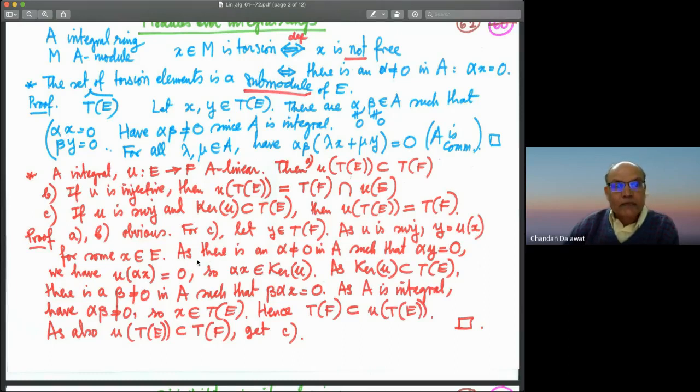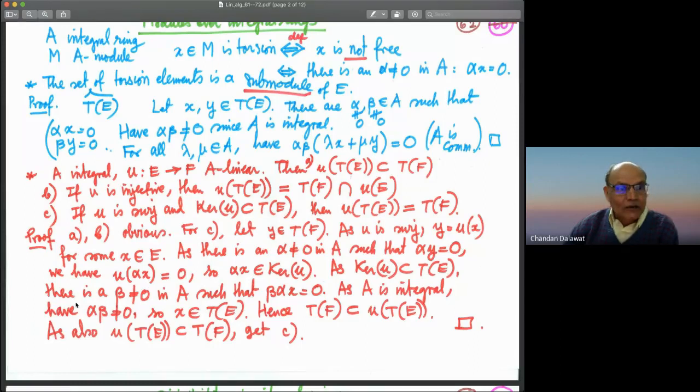Okay, so there's a non-zero alpha in A such that alpha of Y is zero. That's because Y is a torsion element. What is U of alpha X? That's zero, because it's alpha of Y, and that is zero. So this alpha X is in the kernel of U, but the kernel of U is contained in the torsion subgroup of E.